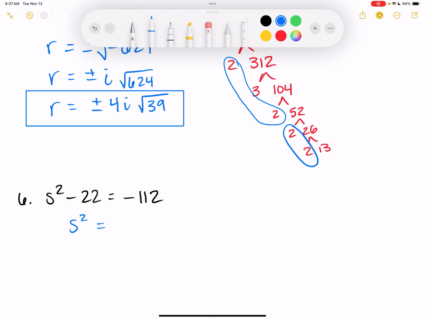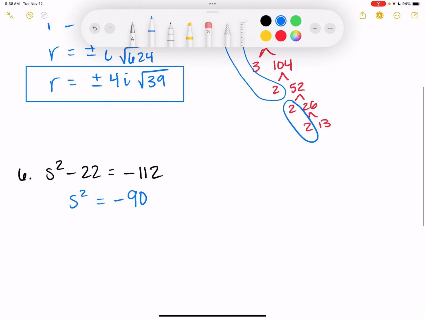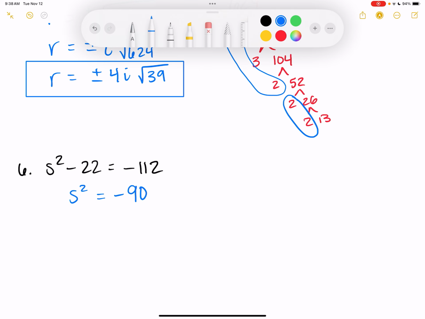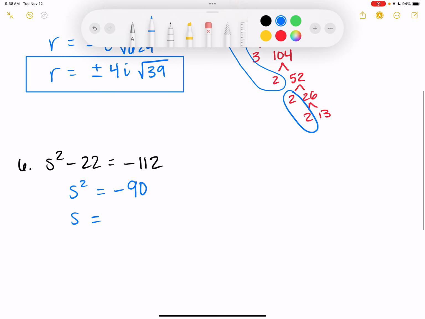S squared equals negative 90. Now, square root of both sides gives me what? S equals plus or minus square root of negative 90. All right. Now, 90 breaks into a 9 and a 10. And then you get 3 and 30. 30 breaks into 5 and a 2.